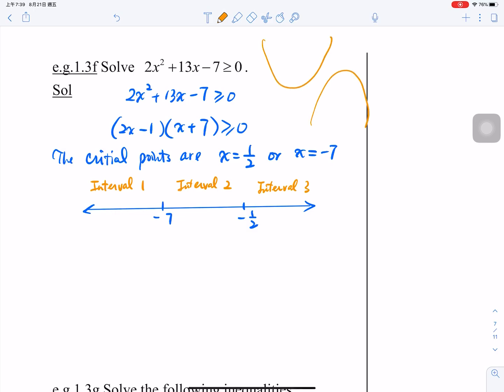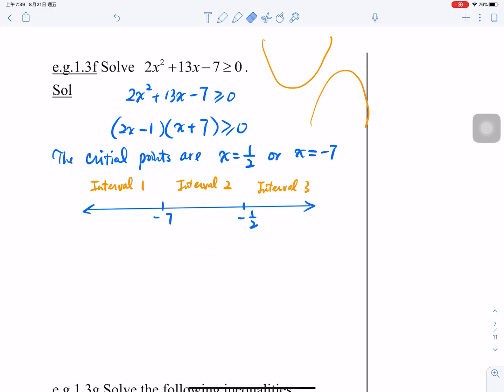Okay? Actually, if you remember, a quadratic graph is a parabola, either this one or this one. That means it cuts this or this. And you know that this one opens upward, so it should be this. And you find that on the graph this part is positive, negative, positive. So if you test one of the intervals, for example interval 2, you can get that it's negative.